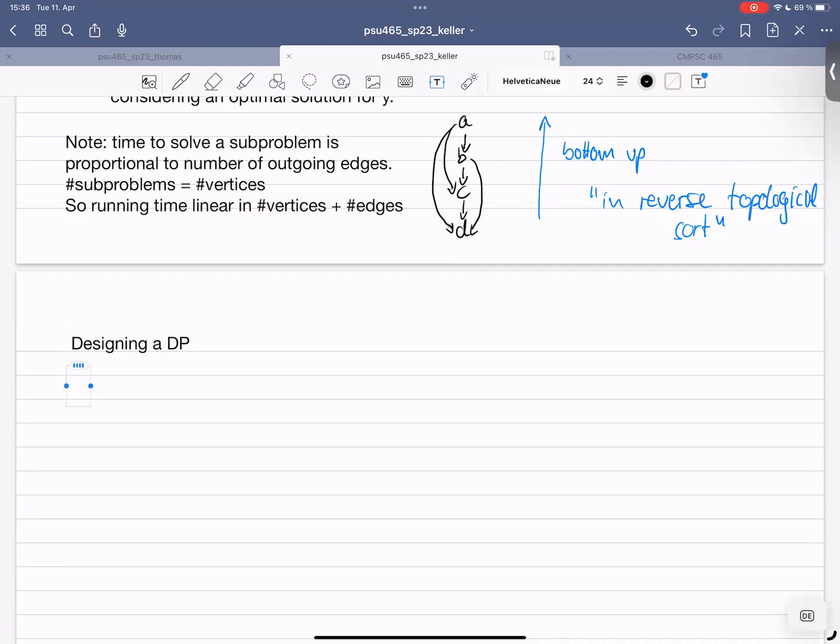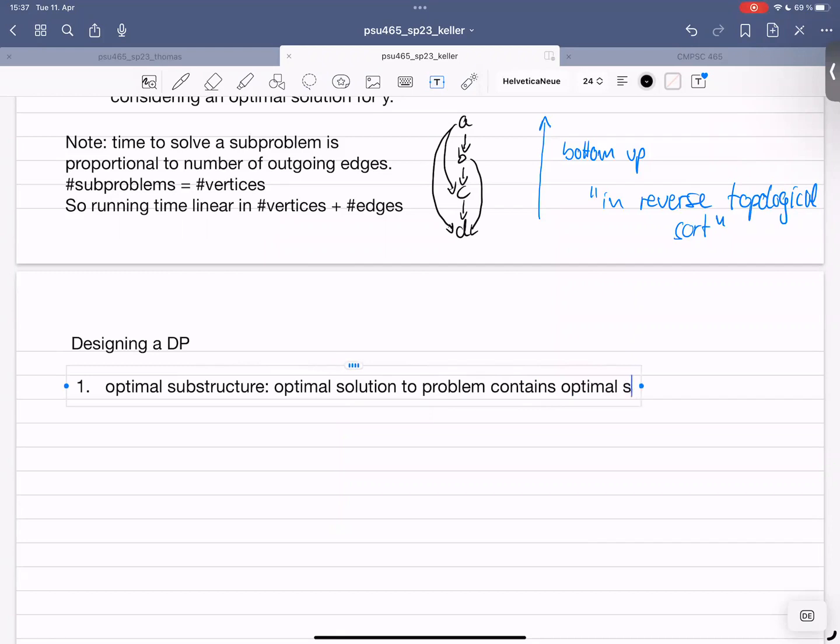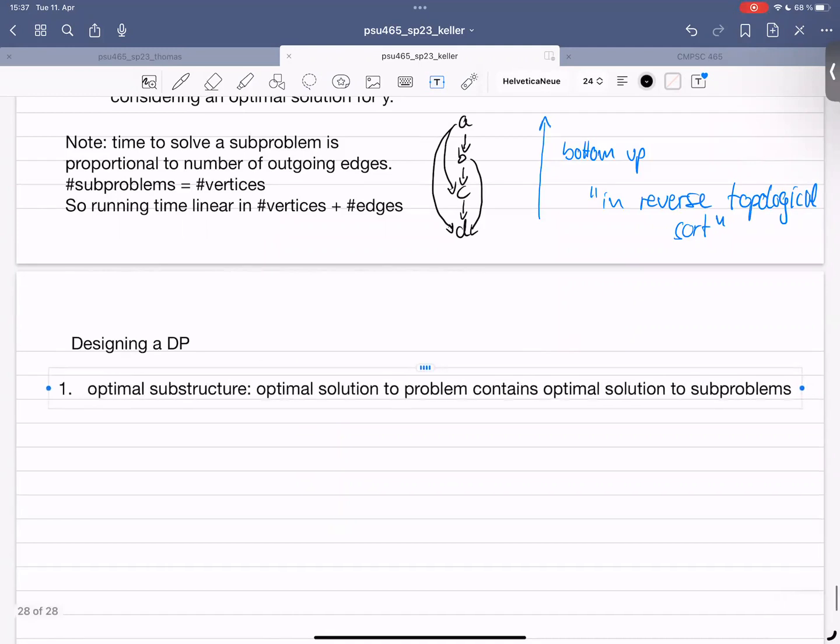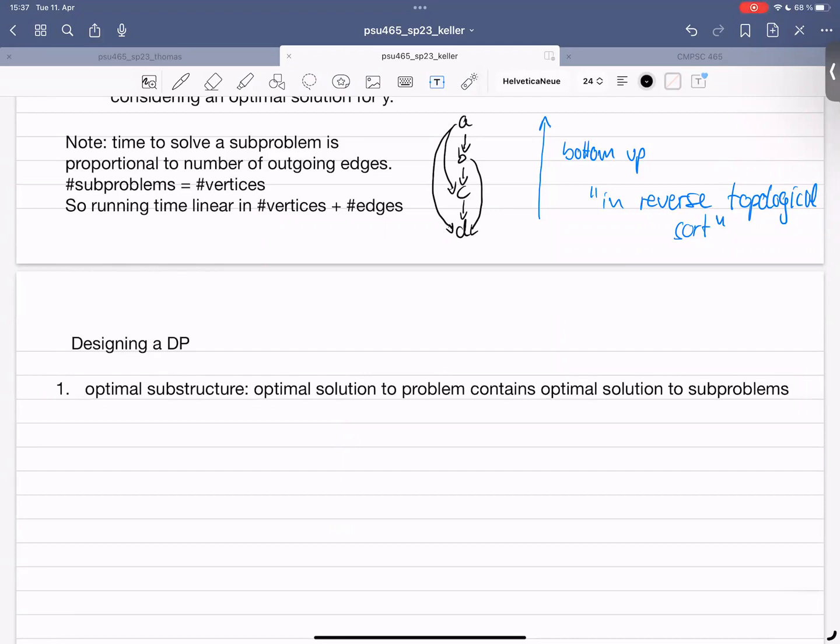So this is similar to greedy. The optimal solution to a problem contains the optimal solution to subproblems. We had this before, but just for completeness. And this, in effect, allows you to draw this subproblem graph. This is the whole idea to visualize this dependent structure. This is what an edge really means in this graph. But let me give you an example of this.